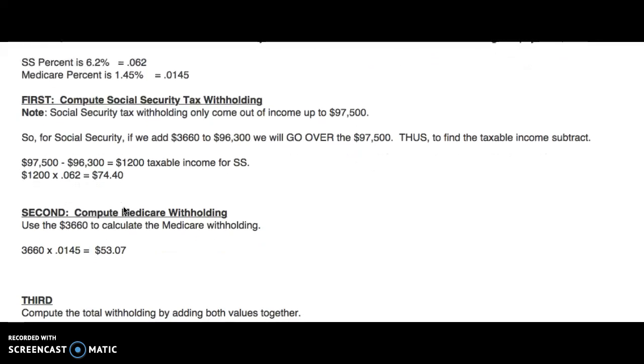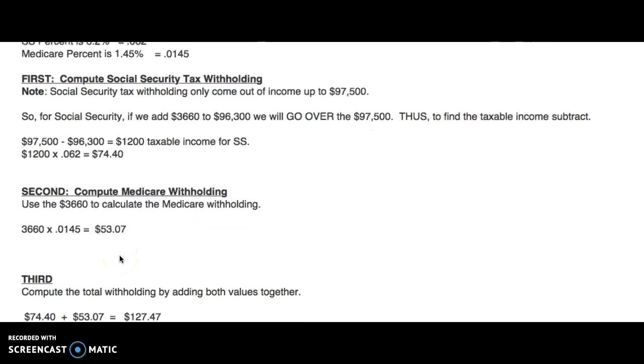So the next step is then computing your Medicare withholding. So to do that, you just use the same steps from objective 2. Oh no, maybe it's the beginning. Sorry, of objective 3. Pardon me, this is all objective 3. So you're going to take your $3,660 and you're going to multiply it by your tax withholding for Medicare, which is 1.45% or 0.0145, and you get $53.07.